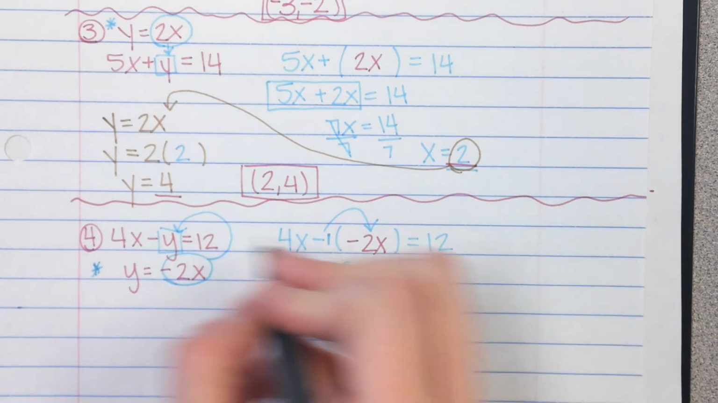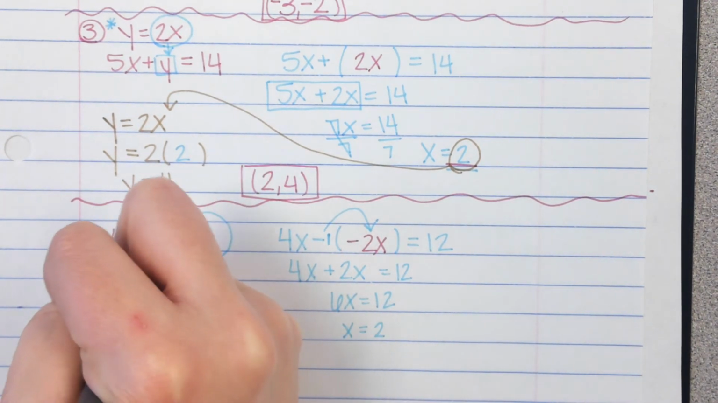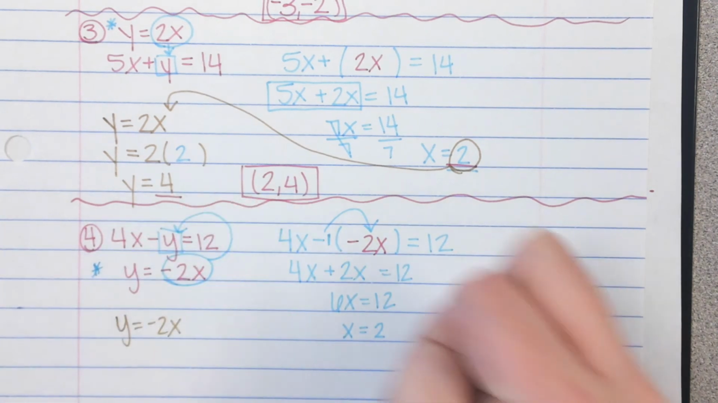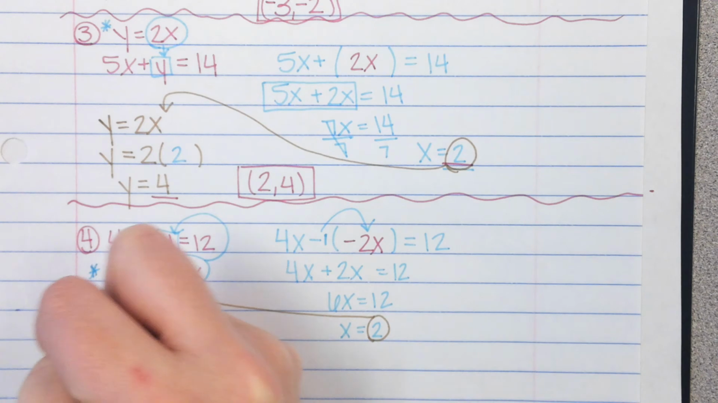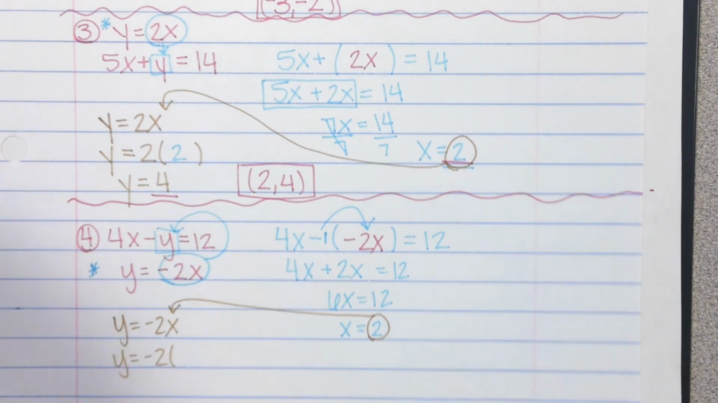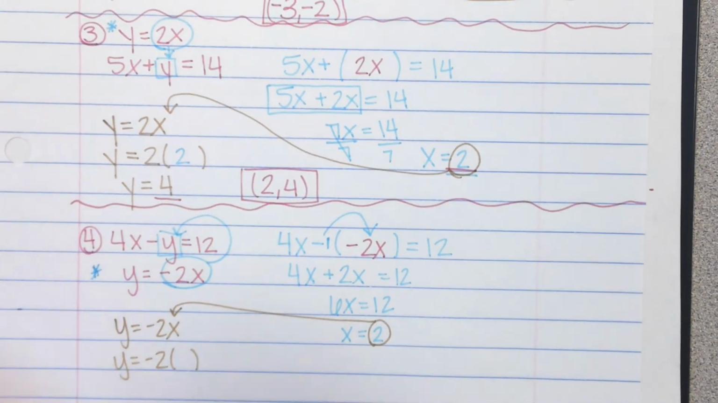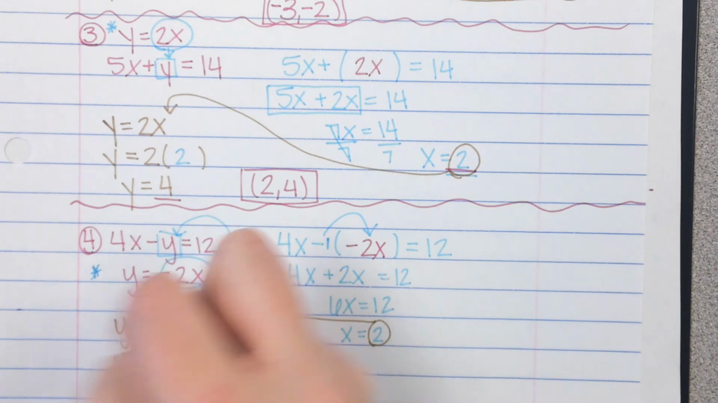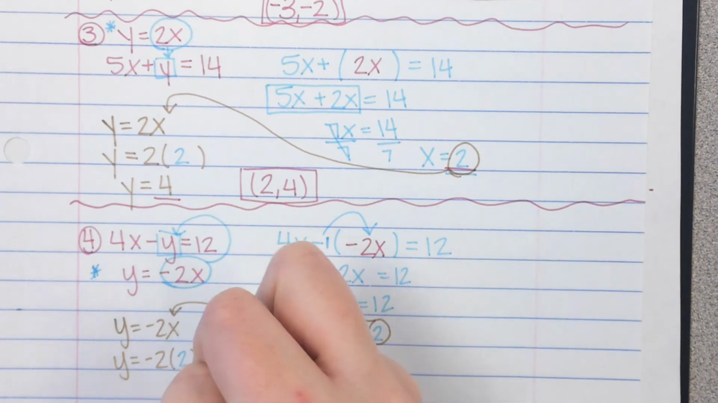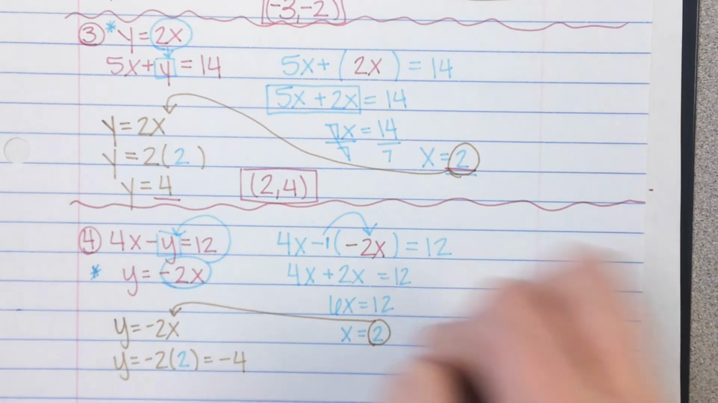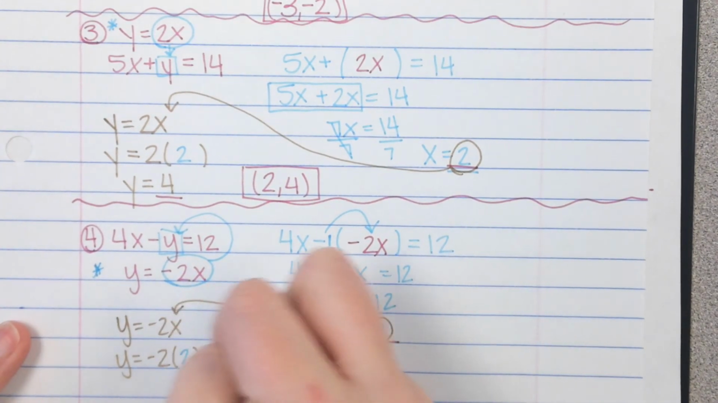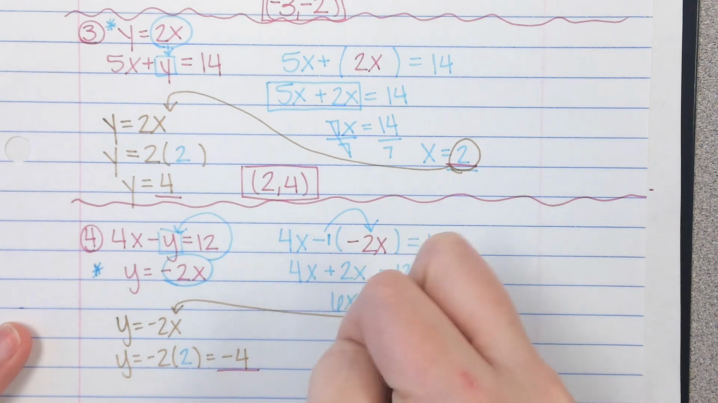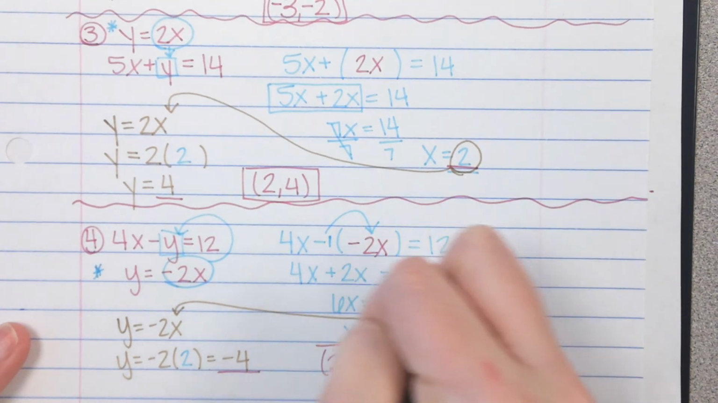Now, go back to what you circled. So y equals negative 2x. We know x equals 2, so we plug that in for x. Y equals negative 2 times what? 2. Good. So y equals negative 4. So we have our x, we have our y. My ordered pair is 2, comma, negative 4.